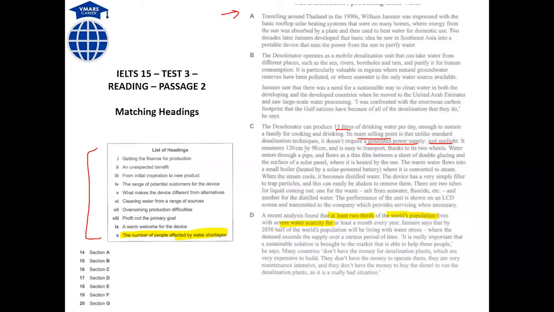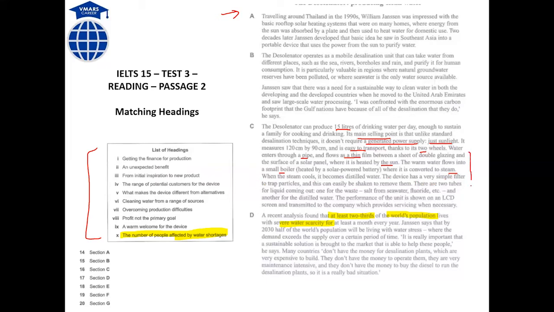It measures 120 centimeters. They are telling about the measurement. It is easy to transport thanks to its two wheels. Water enters through a pipe, flows as a thin film between the sheet of double glazing and the surface of a solar panel where it is heated by the sun. The warm water flows into a big boiler where it is converted to steam. When the steam cools, it becomes distilled water. The device has a very simple filter to trap particles, and this can easily be shaken to remove them. There are two tubes for liquid coming out.